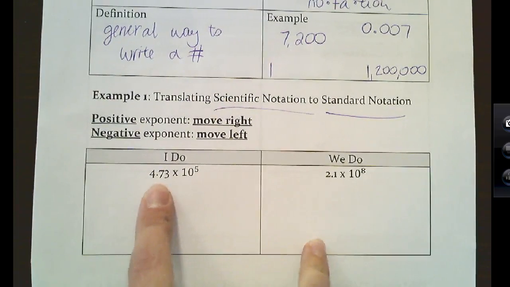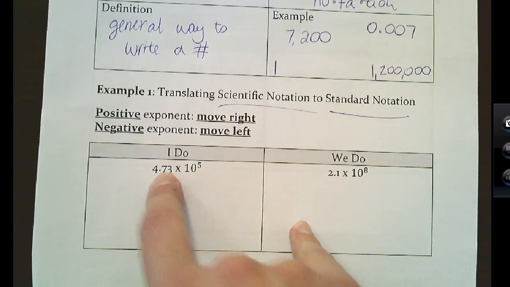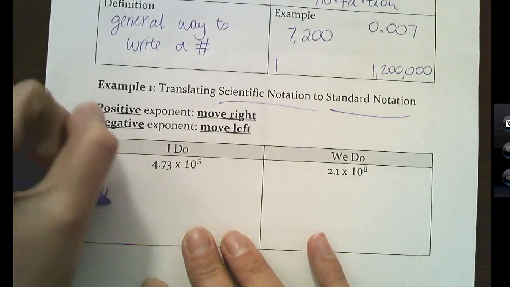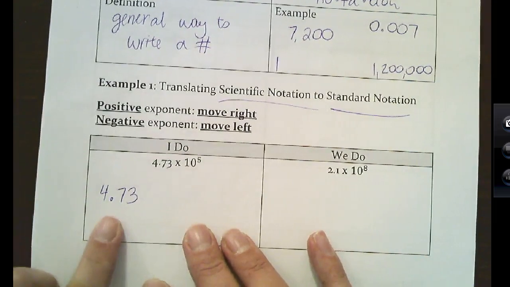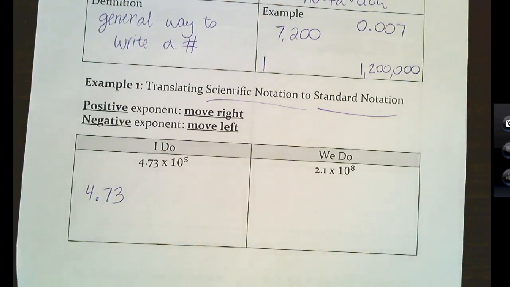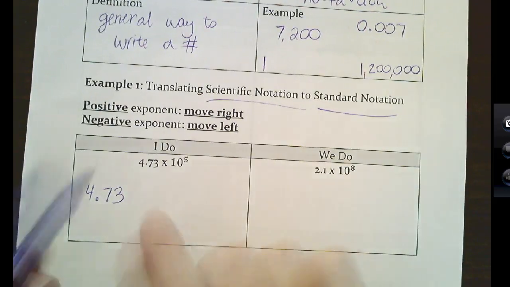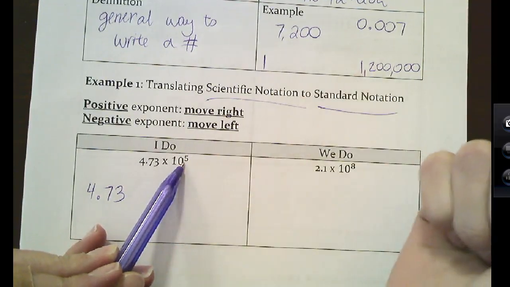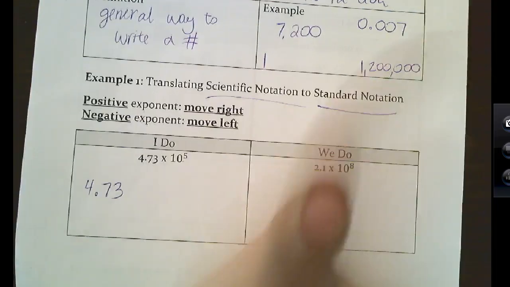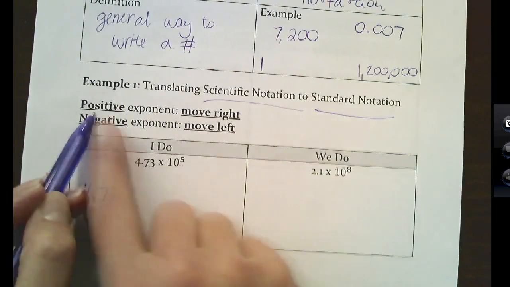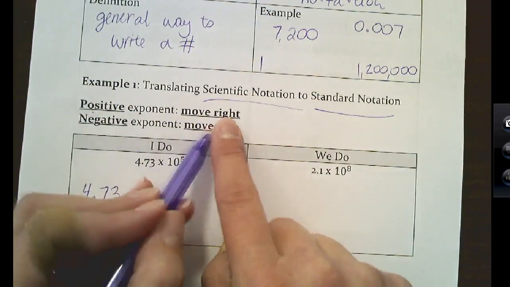So for this first example, I've got 4 73/100 times 10 to the 5th power. We're going to go ahead and start with 4 73/100. So go ahead and rewrite this down here. And we want to look to see, do I have a positive or negative exponent? Give me a thumbs up if it's positive, thumbs down if it's negative. Is my exponent positive or negative? Give me a thumbs up or thumbs down. Good. Everybody's giving me a thumbs up. It's a positive exponent. So positive exponents, what direction do we move?